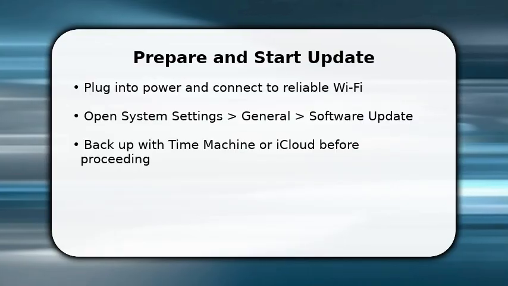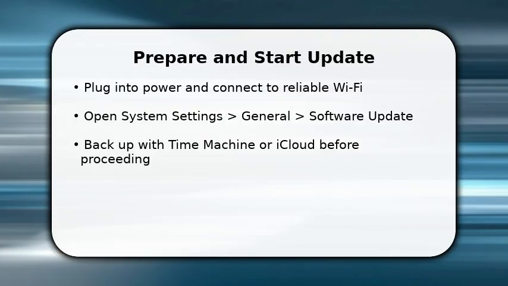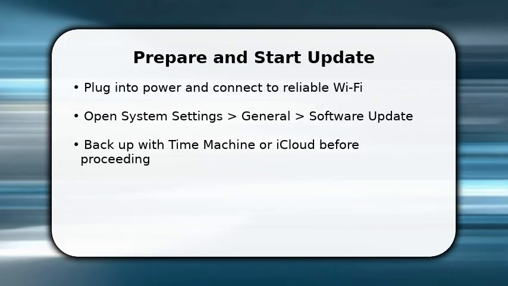You'll begin by ensuring your MacBook Air stays powered and online. Plug it in and join a stable Wi-Fi network. Open System Settings, then General and Software Update to check available updates. If an update appears, click to view details so you know what's changing.